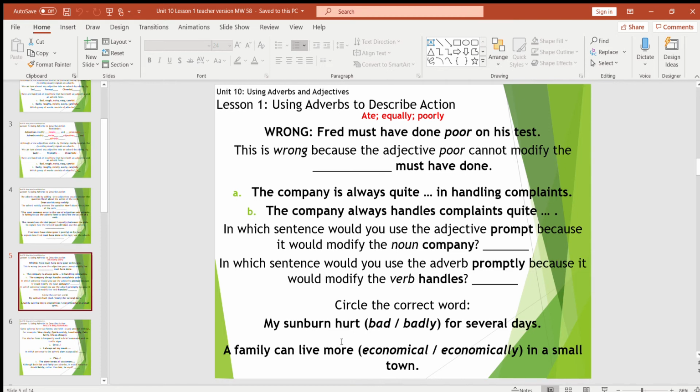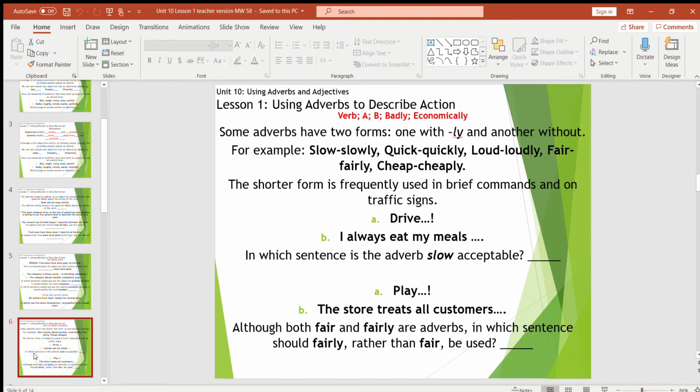Badly describes how it hurt, right? Not that you had a bad sunburn that hurt for several days, but that your sunburn hurt badly for several days. A family can live more economical or economically in a small town. So again, either economical is describing the family or economically is describing how they can live. Which one? Economically.